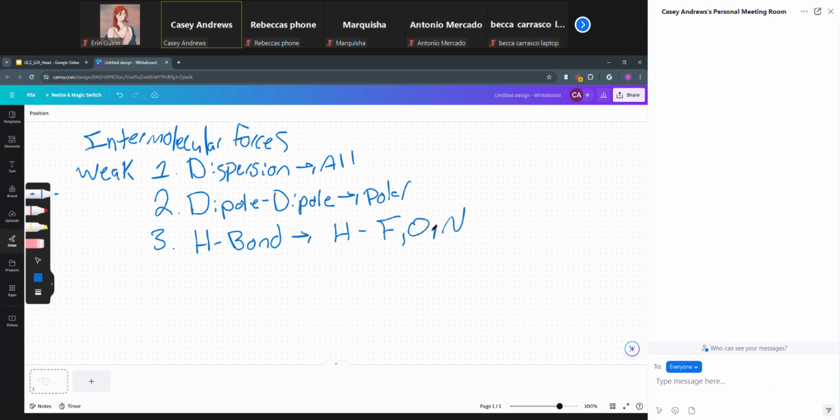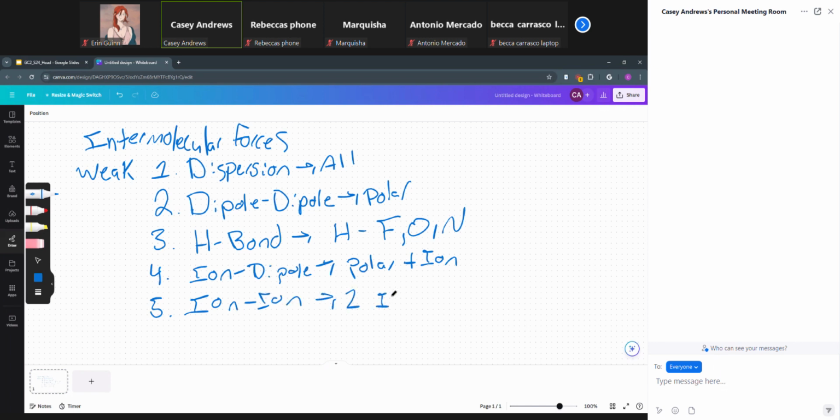Then we have the ion-dipole. This is when you mix a polar molecule plus an ion. And 5, the strongest, is the ion-ion. This is between 2 ions, also called an ionic bond.